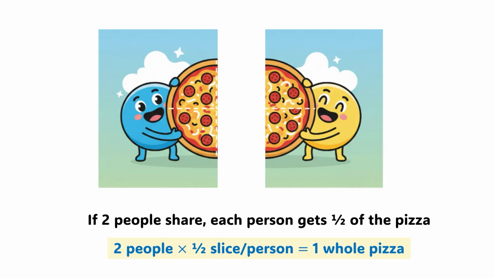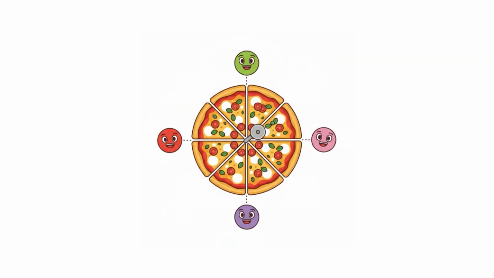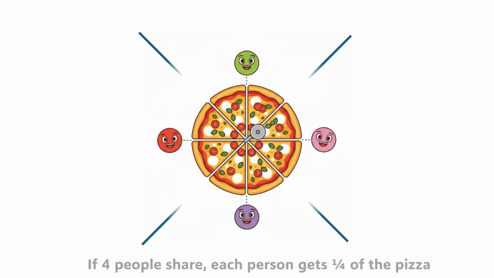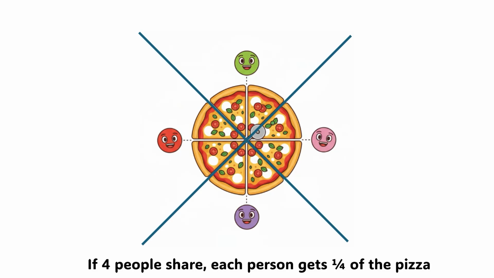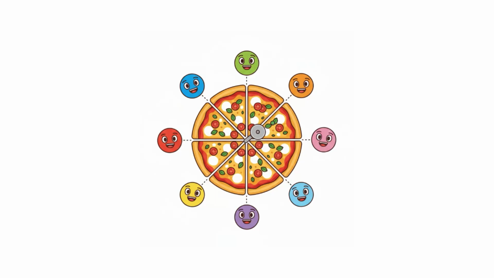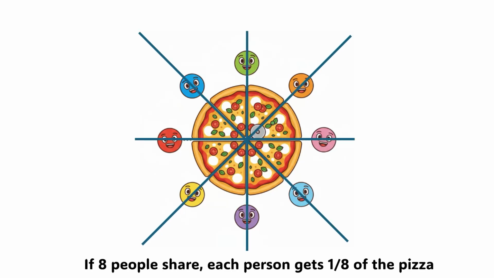But hold on, the doorbell rings again. Now two more friends have arrived. That makes a total of four people. So everyone gets one fourth, or a quarter, of the pizza. And what if even more friends show up? With eight people, everyone only gets a tiny 1/8 slice.